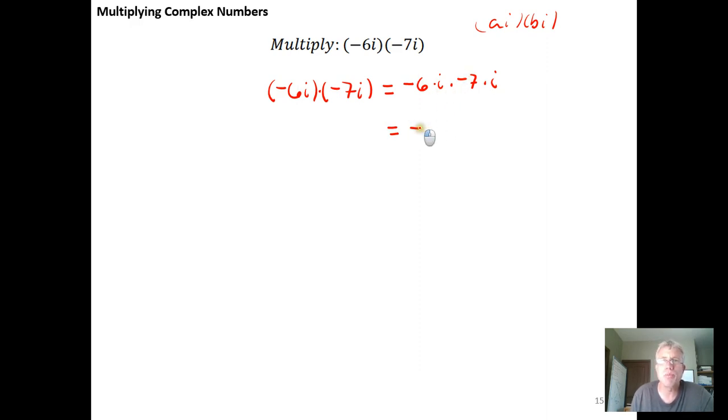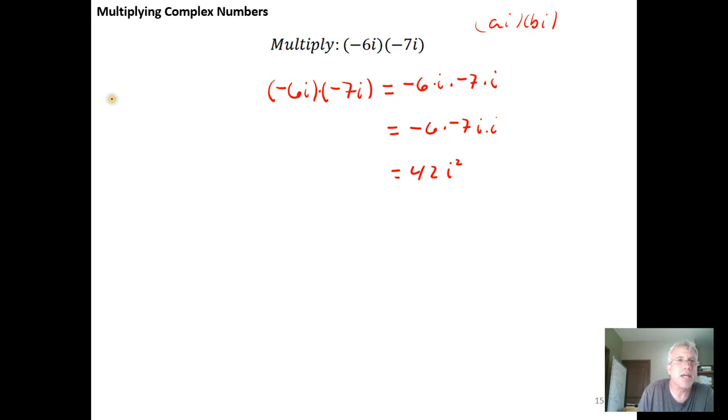So we can actually regroup the multiplications so that we have the negative 6 times the negative 7. In other words, the real part times the real part. And then we have I times I. And now we multiply negative 6 times negative 7, which is going to be positive 42. And we have I times I, which we could rewrite as I squared if we wanted to.